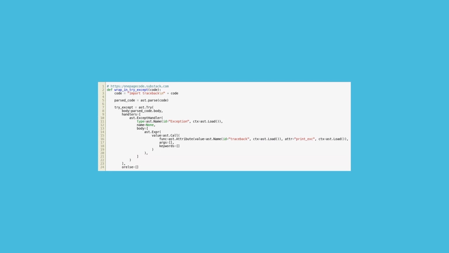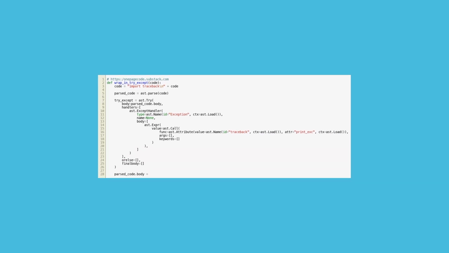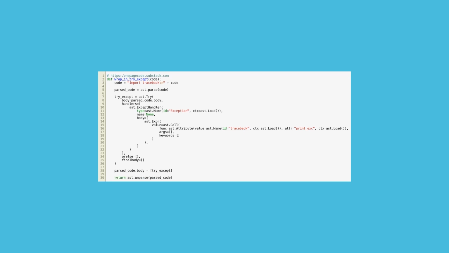A Try object is created with the body attribute set to the body of the parsed code, and an ExceptHandler object is created with the type attribute set to Exception and the body attribute set to a single Expr object that calls the print_exc method of the traceback module. The Try object is then assigned to the body attribute of the parsed code, effectively wrapping the entire code in a try except block. The modified AST is then unparsed back into a string using the ast.unparse method. The modified code string is returned by the function.